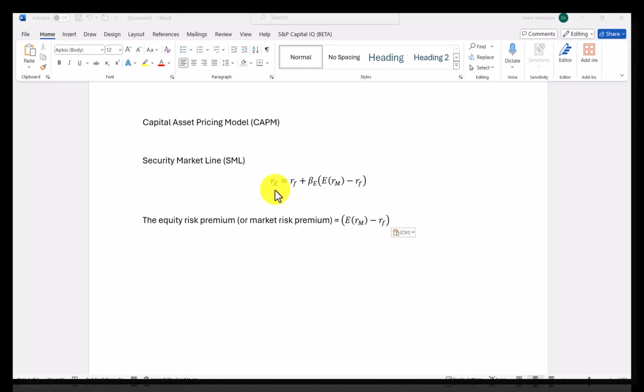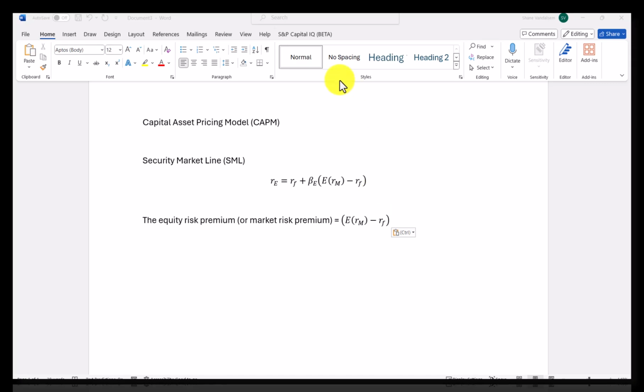R sub E is the required rate of return for equity, or the cost of equity. And the security market line says that's equal to the risk-free rate plus the beta for the firm's stock, that's B sub E, multiplied by the equity risk premium, also known as the market risk premium. The equity risk premium is equal to the expected return for the market minus the risk-free rate. And in our calculations, we're going to use one number for the equity risk premium. So we won't be taking the expected return for the market minus the risk-free rate. We're just going to use a singular number for that argument.